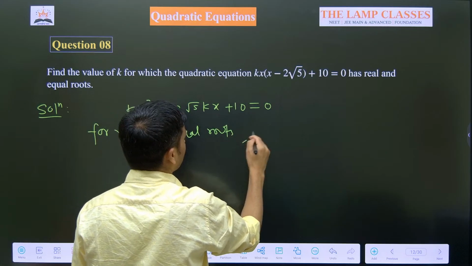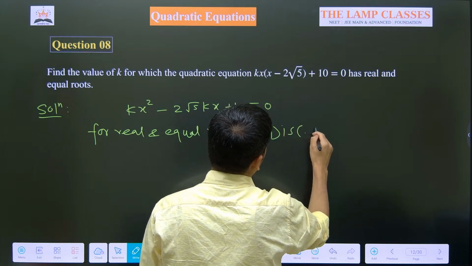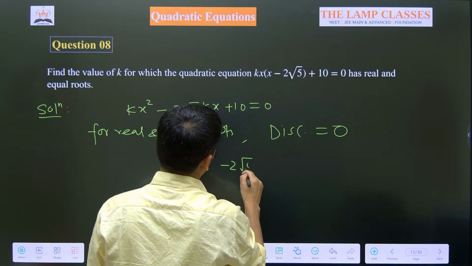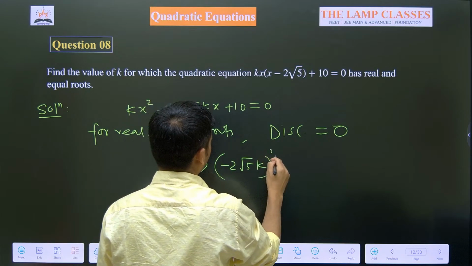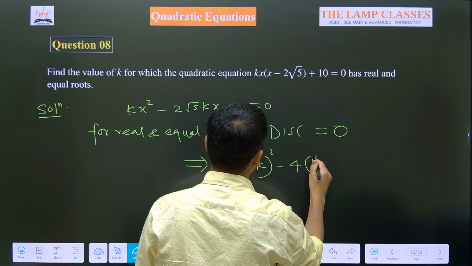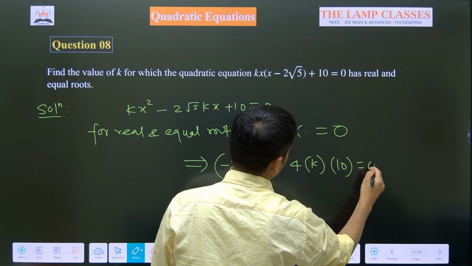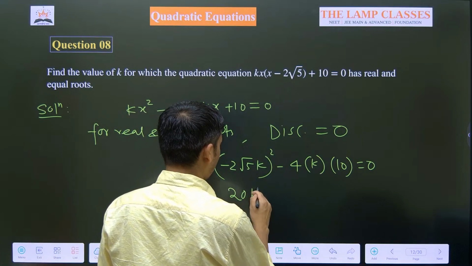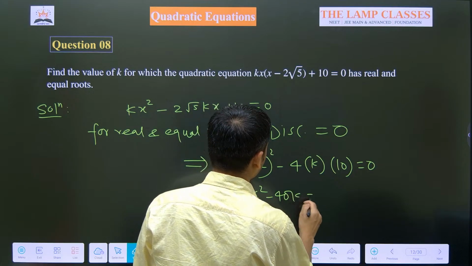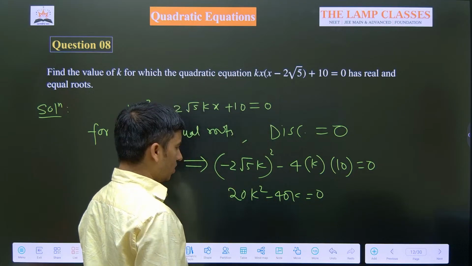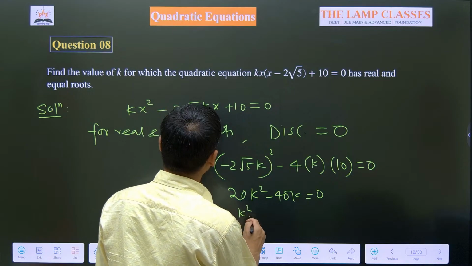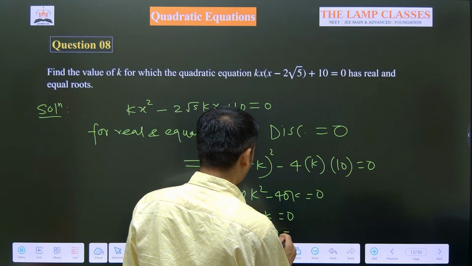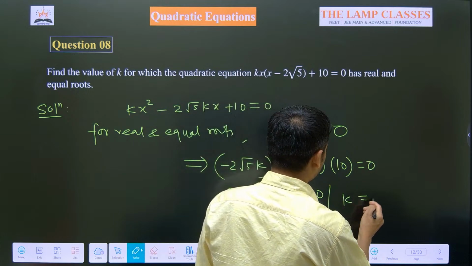We know discriminant must be 0, which is (minus 2 root 5 k) the whole square minus 4 into k into 10 should be 0. So we have got 20k square minus 40k is equal to 0. We can divide by 20 both sides. So we get k square minus 2k is equal to 0, right? Which means k into (k minus 2) equal to 0, right? So k can be 0 or 2.